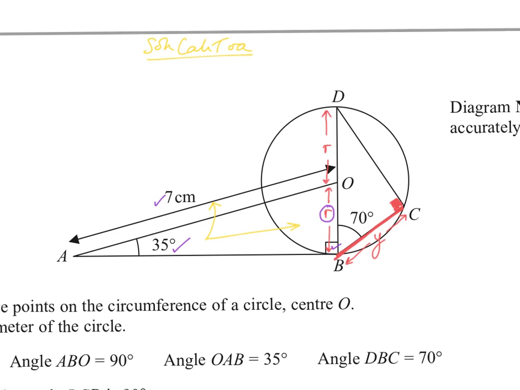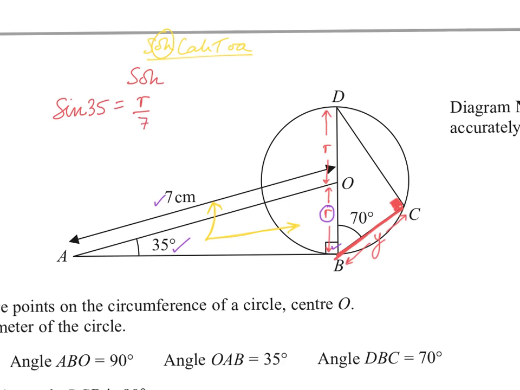So, back to the triangle that we looked at, the right angle triangle. We had the opposite situation, we had the hypotenuse. So in this case we're going to be using this one. So we've got the sine of the angle, which is 35, is opposite in this case, which is r, divided by the hypotenuse, which is 7.